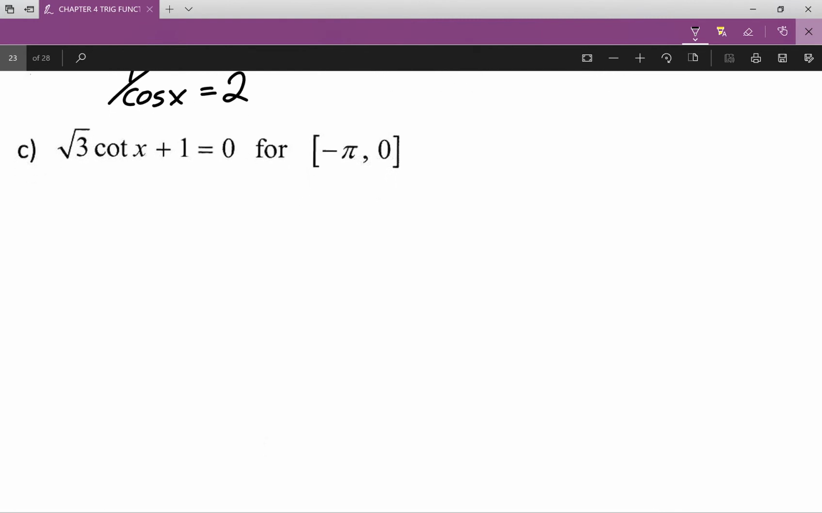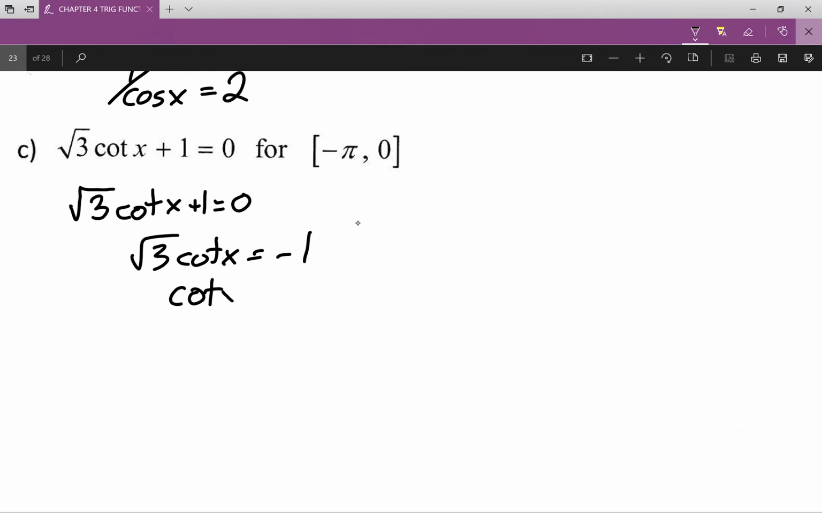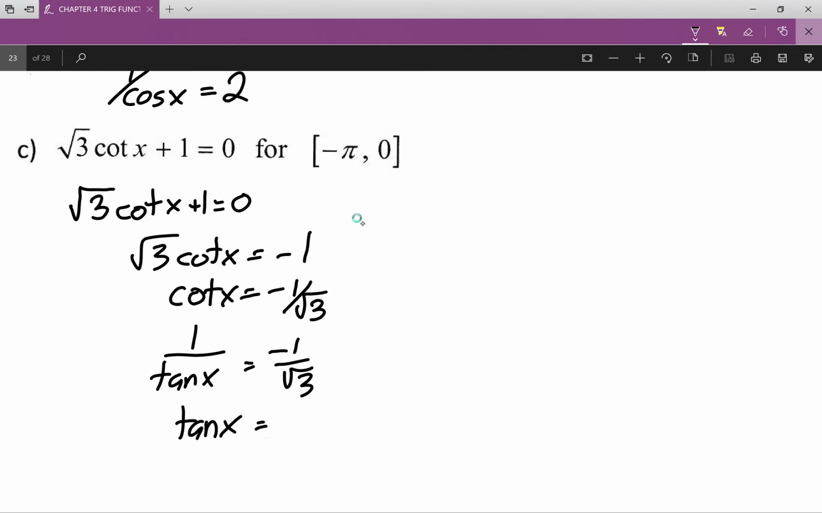Okay. So root 3 cot x plus 1 equals 0 for negative pi to 0. Well, right here I go root 3 cot x plus 1 equals 0. I subtract the 1 from both sides, so I get root 3 cot x equals negative 1, or cot x equals negative 1 over root 3. Now remember, cot x is equal to 1 over tan x, meaning that tan x will equal negative root 3.